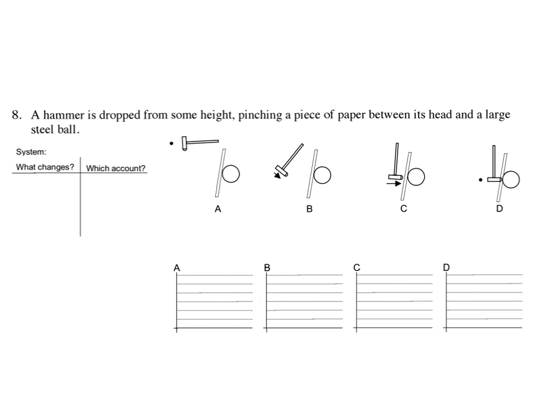This is Unit 0, Worksheet 5, number 8. A hammer is dropped from some height, pinching a piece of paper between its head and a large steel ball. An important thing about this one, I don't know if you noticed this from doing it or watching the video. After you hit this thing and you look at the hole that's in the piece of paper, the edges of that hole are singed, they're brown, and it smells like smoke.